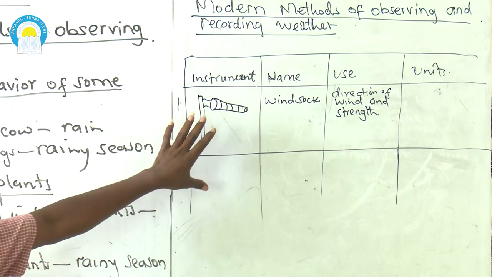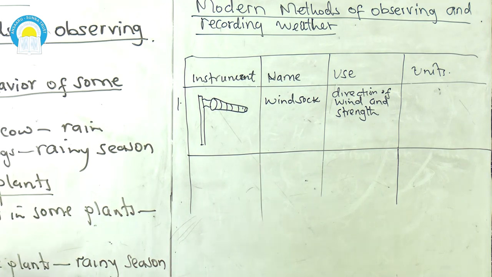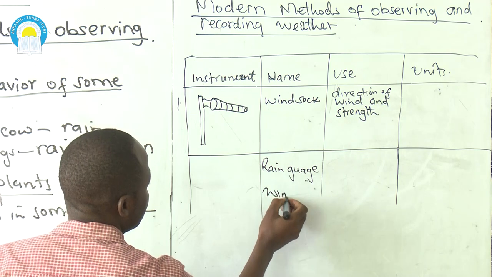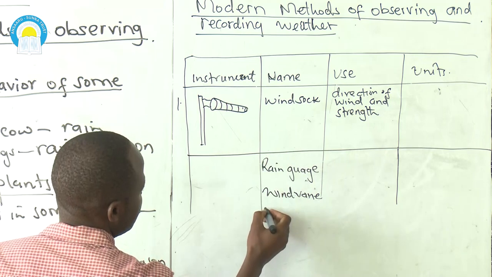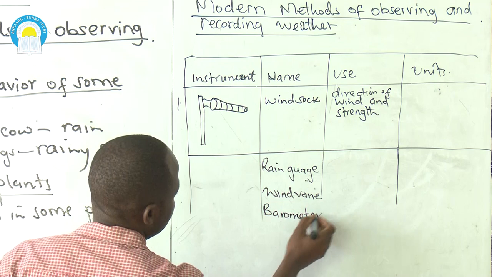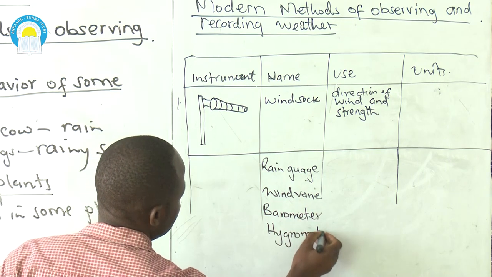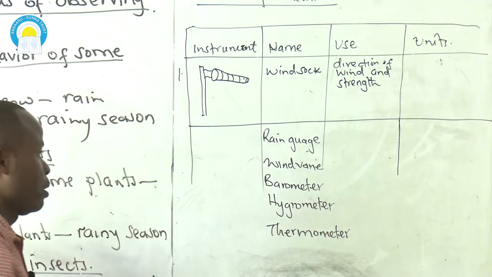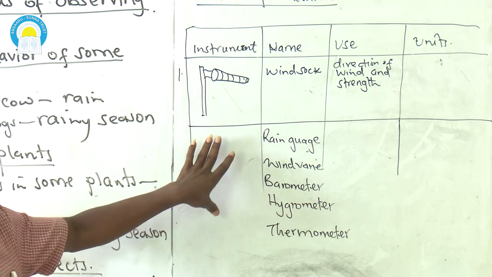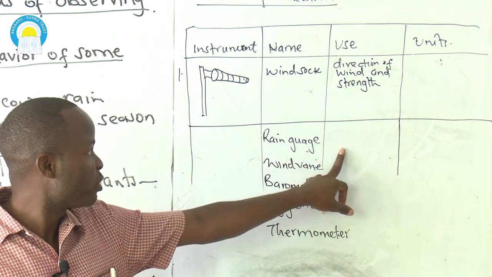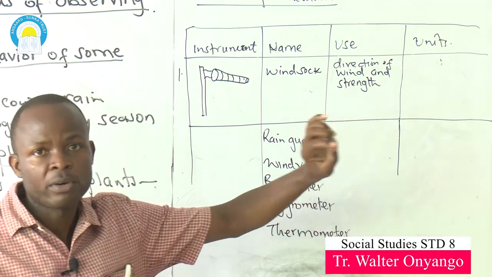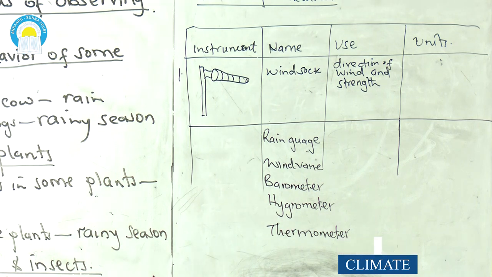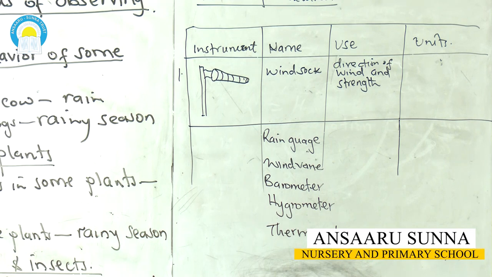So as a good learner, I expect you to borrow the idea you learned in science to complete this table. The weather instruments. I want you to cover the following weather instruments. I want you to have a rain gauge, wind vane, windsock I've mentioned, barometer, hygrometer, and thermometer. Have the diagrams of these weather instruments in the first column, then the aspects of weather they measure, and then the units. Do that. Borrow the knowledge you have from science. Then from there, let us move to the next part, that is factors affecting climate change.